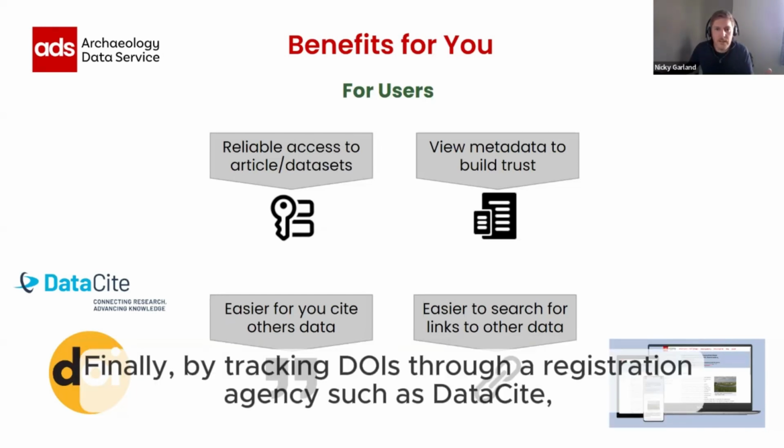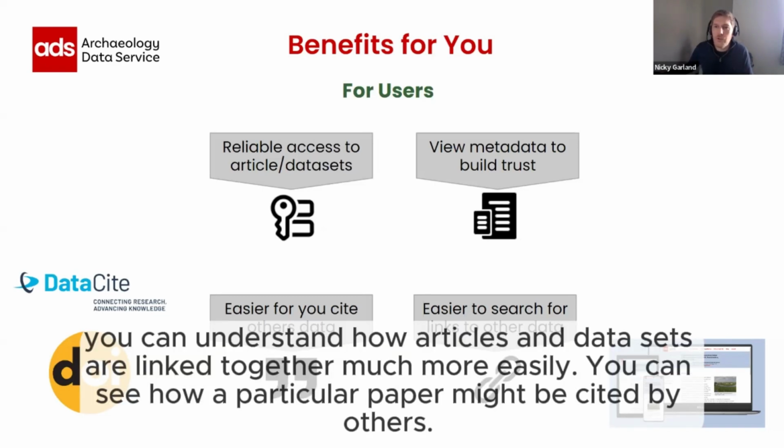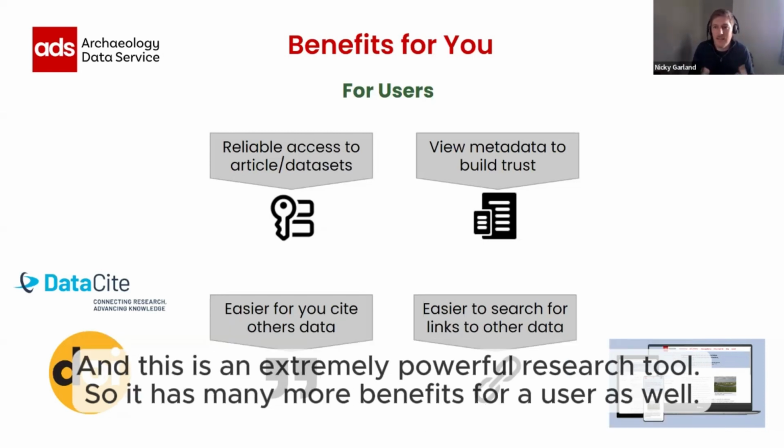Finally, by tracking DOIs through a registration agency such as DataCite, you can understand how articles and data sets are linked together much more easily. You can see how a particular paper might be cited by others, and this is an extremely powerful research tool. So it has many more benefits for a user as well.